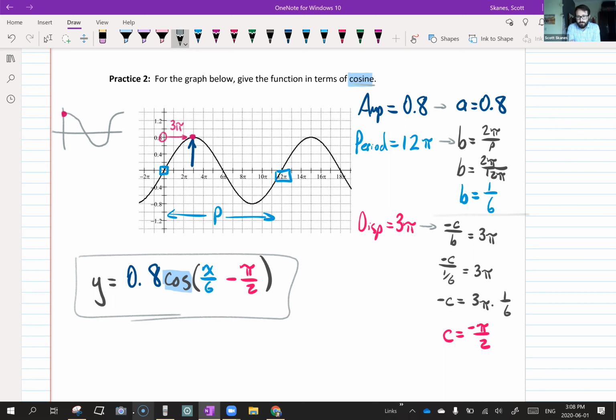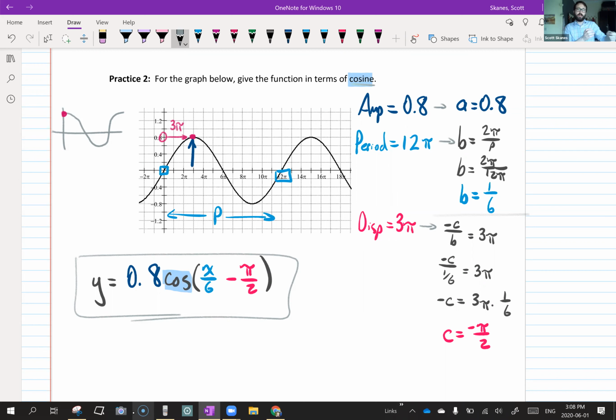Shouldn't the displacement be negative 3 pi? No. Well, okay. So this is something that students definitely mix up. The displacement is literally how it has moved. So when you look at this graph, it's moved to the right. So the displacement is to the right, it's just positive.